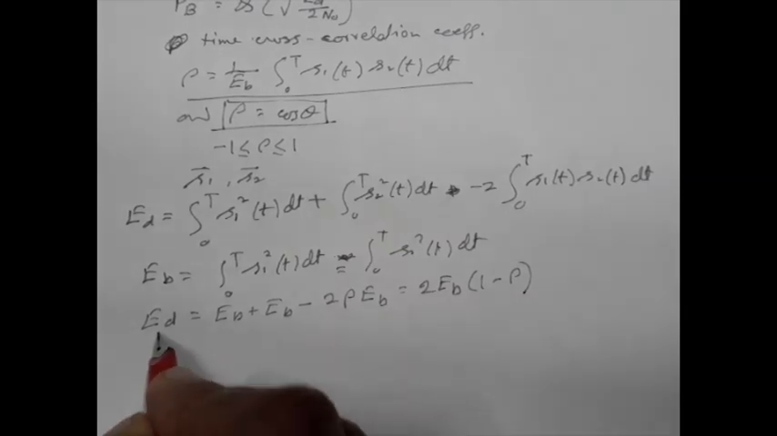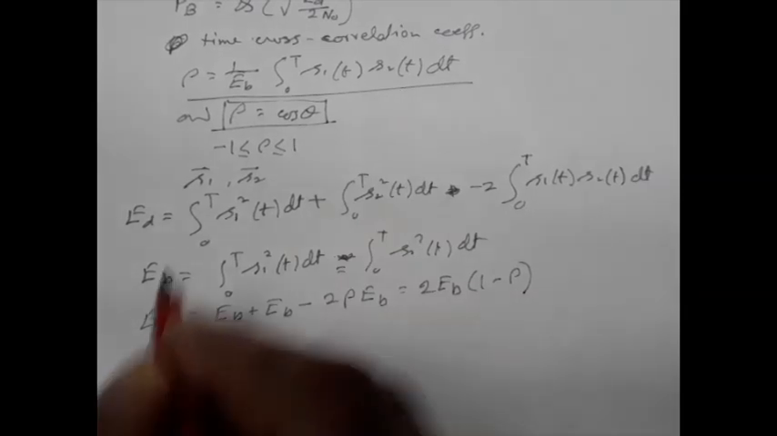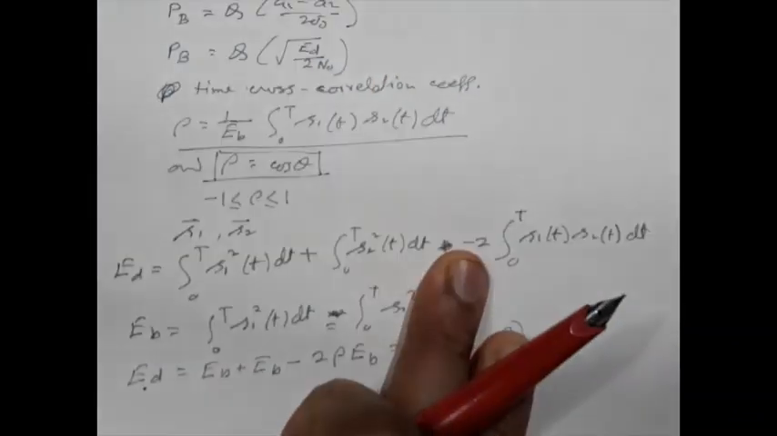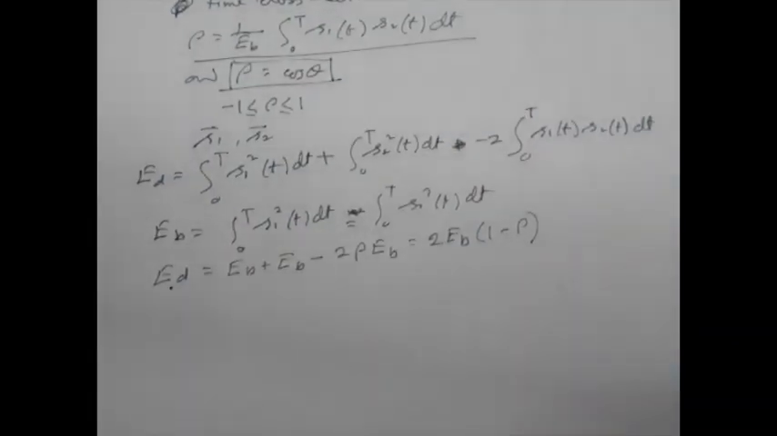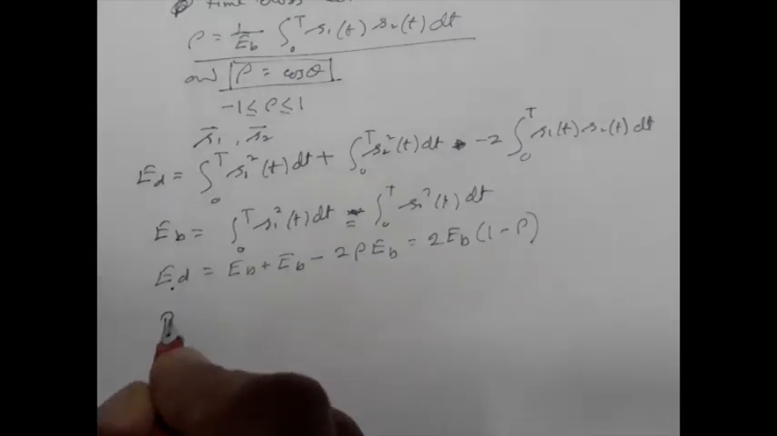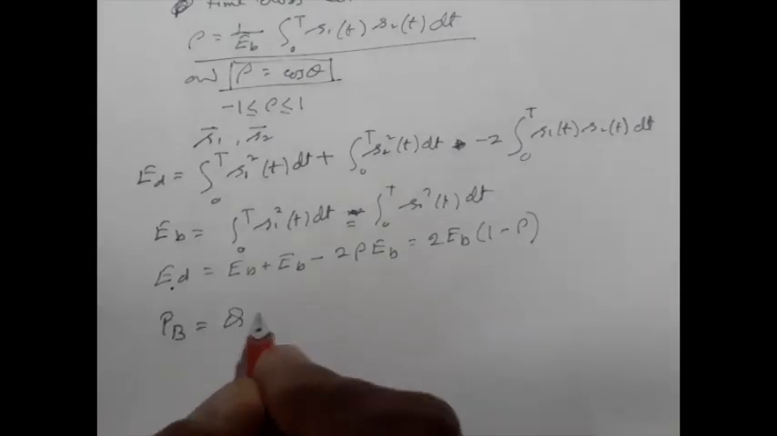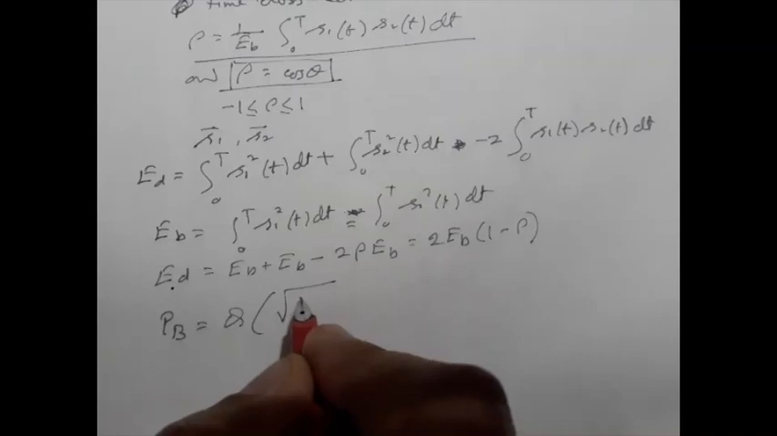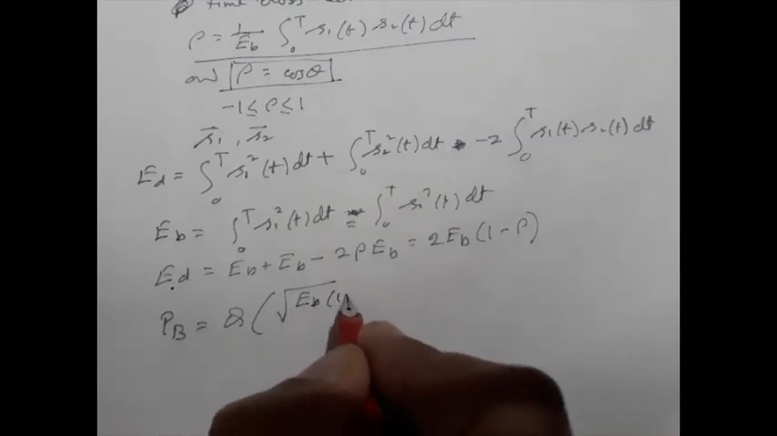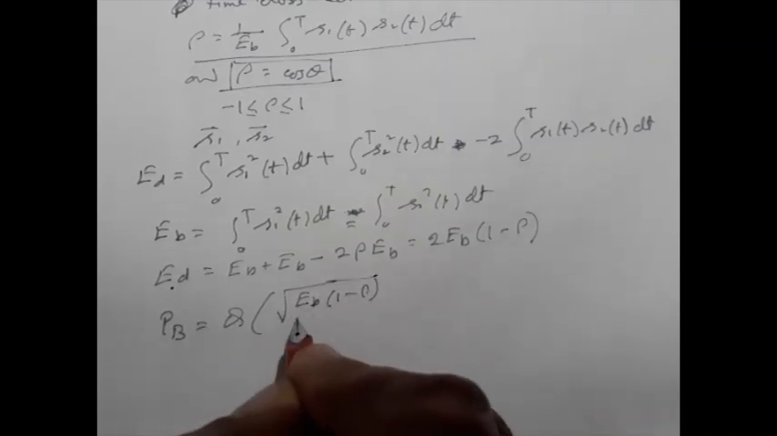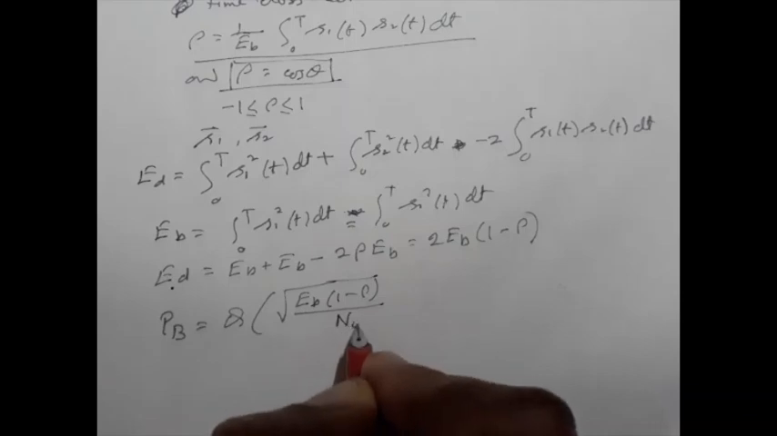So once we get ED from this equation, we can write the expression of PB in terms of rho. PB equals Q of root over of EB into 1 minus rho divided by N0.